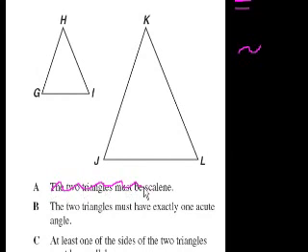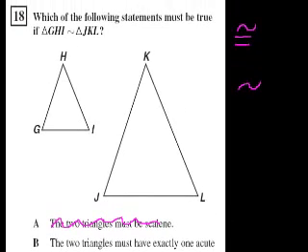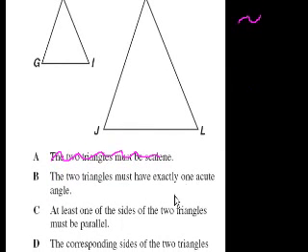That's not right. The two triangles must have exactly one acute angle. No, they could have two acute angles. They could have three acute angles. I mean, the way that they've drawn here, actually, all of them are acute. None of these angles are greater than 90 degrees, just the way they've drawn. So that's not right. Some of these statements are so crazy that they're hard to process.